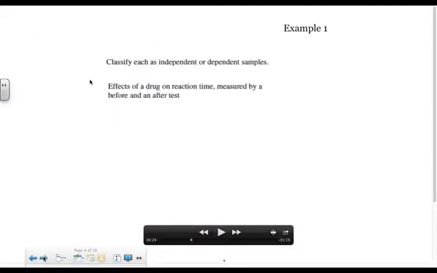So here's the first example. It says classify each as independent or dependent. The effects of a drug on reaction time measured by a before and an after test. Since this is something where we look at something that happens before and then something that happens after, it's definitely dependent. These aren't tests that we can run separately. They have to be run together. So this is dependent, so we would use this kind of test.